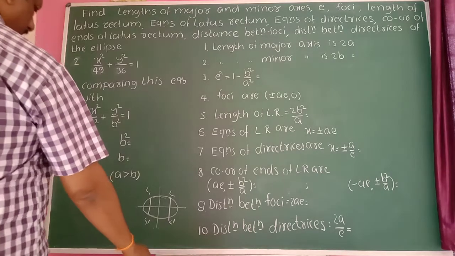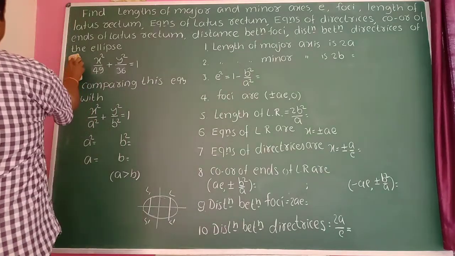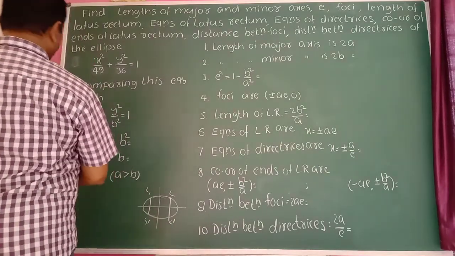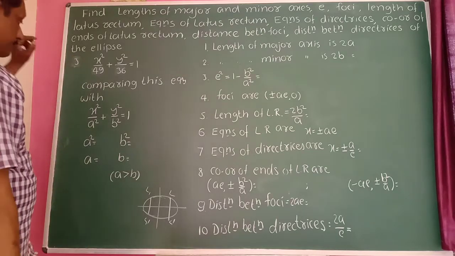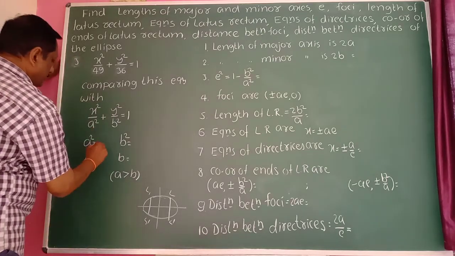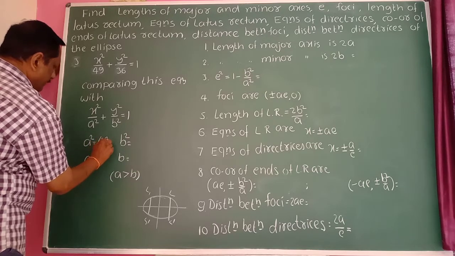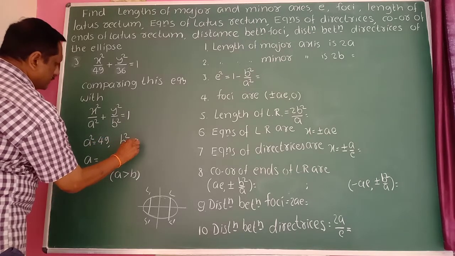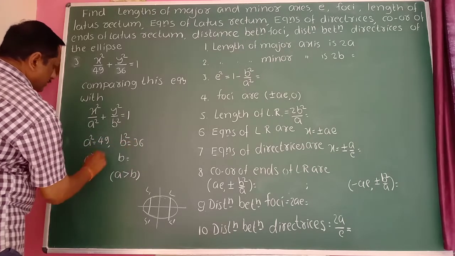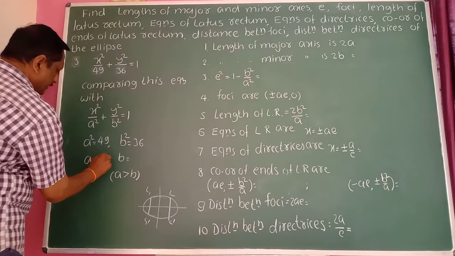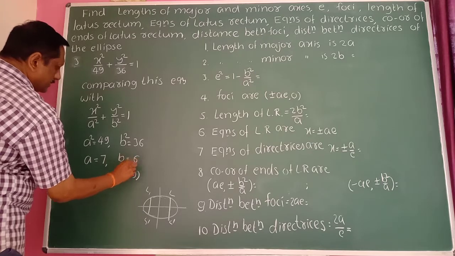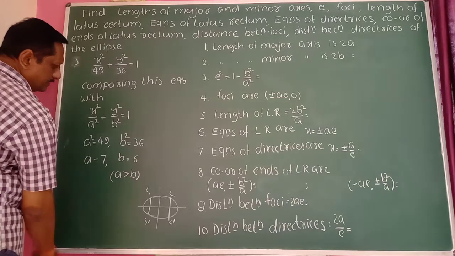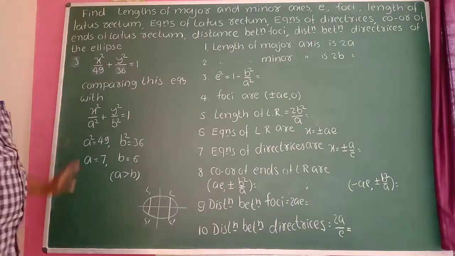So the third equation here: x square by 49 plus y square by 36. Compare it here. a square is 49 and b square is 36. The square root of 49 is 7 and the square root of 36 is 6. Obviously a is greater than b.